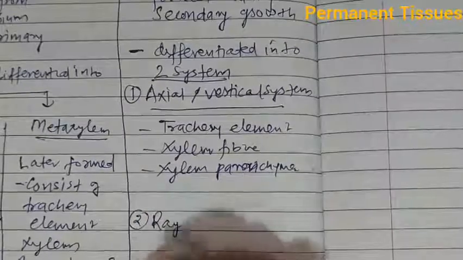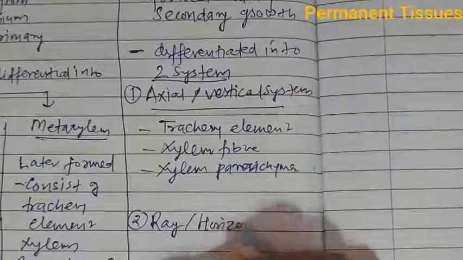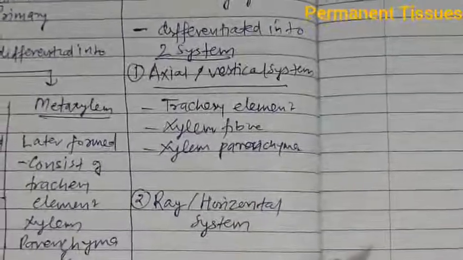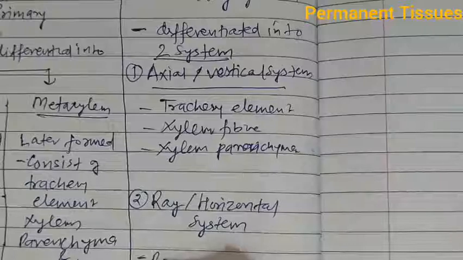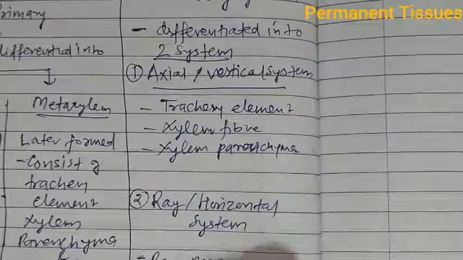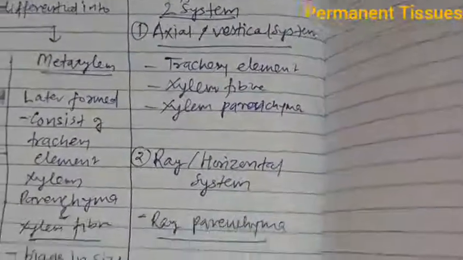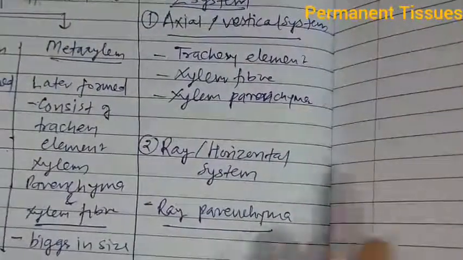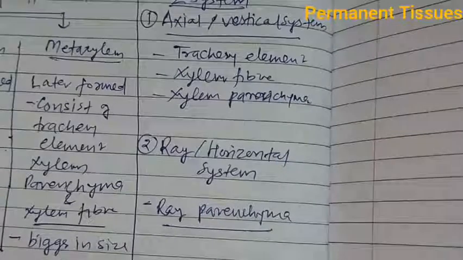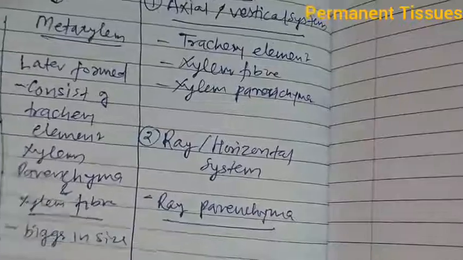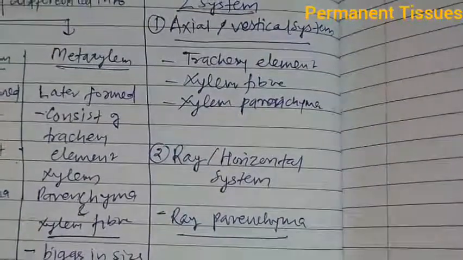Whereas the second is ray or horizontal system. This consists of ray parenchyma for storage of food, which helps in radial conduction as well. Okay, so this is the primary xylem, in which protoxylem and metaxylem, and secondary xylem. Secondary xylem during the secondary growth, primary xylem during the primary growth.